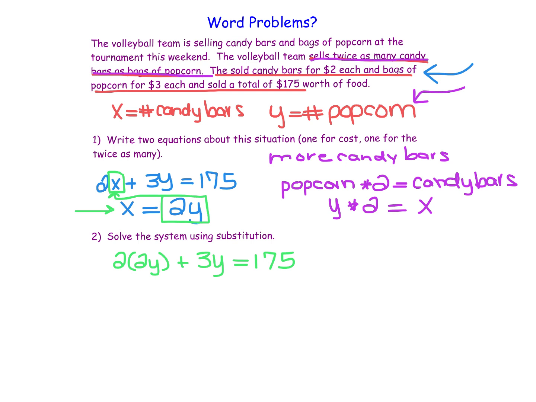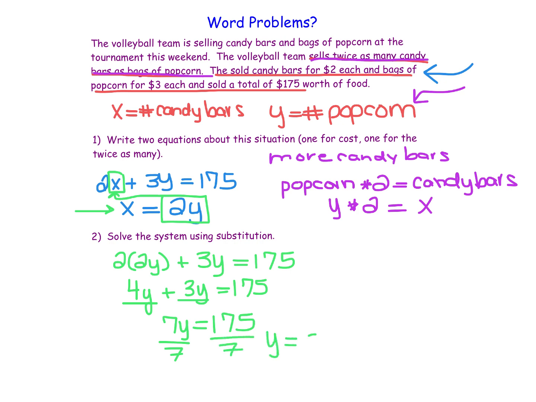Now notice that this parenthesis doesn't have a plus sign or a minus sign in it, so this is just really 2 times 2, which is 4 times y, plus the 3y. I notice that I have like terms on the same side of the equation. So I have 7y is equal to 175. Divide both sides by 7, and I find that y is equal to 25.